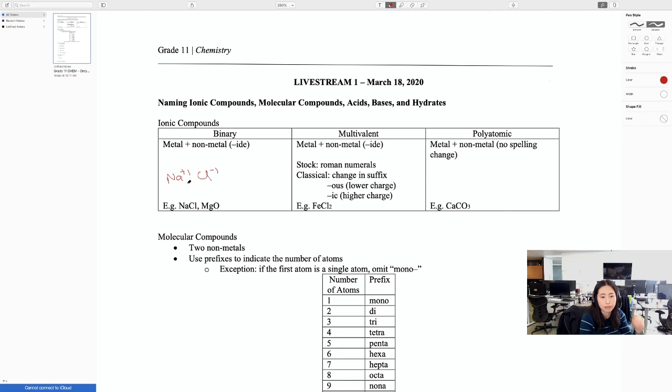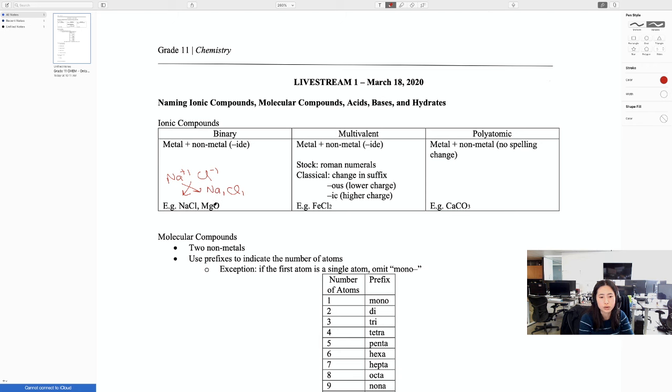And then we apply the crisscross method, or the crossover of your oxidation numbers or charges. So that means we have Na1. The charge for chlorine becomes the subscript of sodium, that's why it's Na1. And then you have Cl1, which means the charge of sodium becomes the subscript of chlorine. Because for 1 we don't typically write it, that's why it's NaCl.